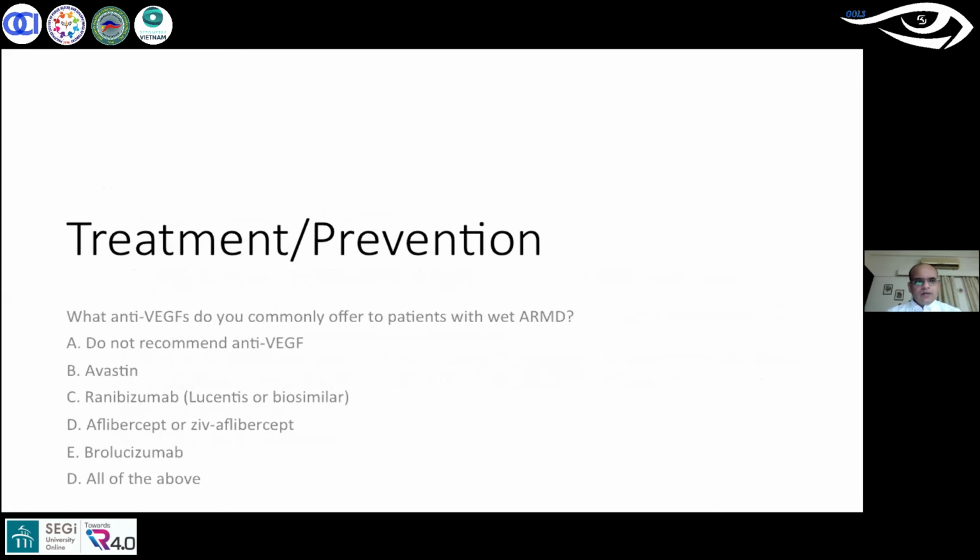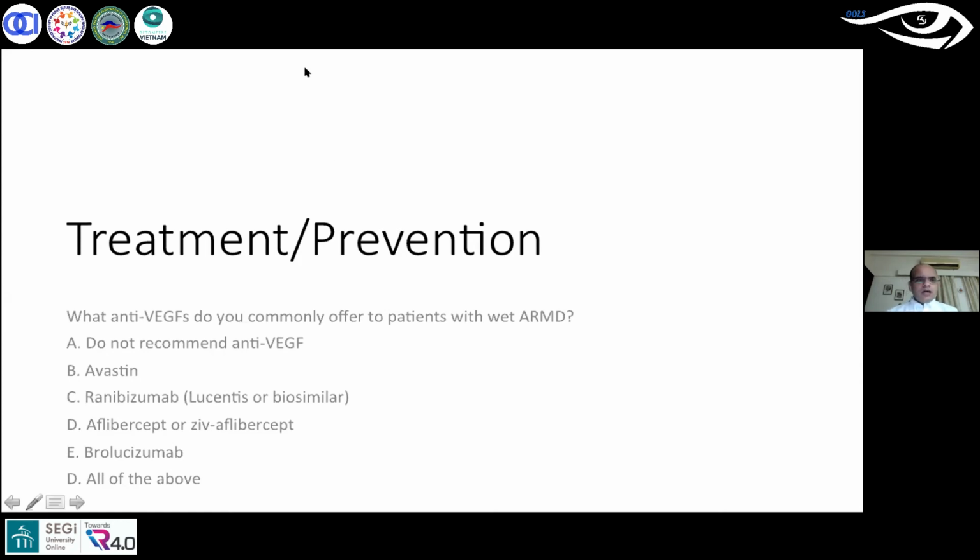So another poll here. What anti-VEGFs do you commonly offer to patients with wet ARMD? If you're in clinical practice and come across patients, go ahead and answer this. Even if you don't recommend it, what are the patients that you are seeing getting in terms of anti-VEGFs? It's more or less 50-50 between Avastin and ranibizumab, which is per expectations. The next higher number goes for all of the above. Okay, it's fine. Aflibercept and brolucizumab are relatively new. Well, brolucizumab is relatively new, but aflibercept has been around for some time now.